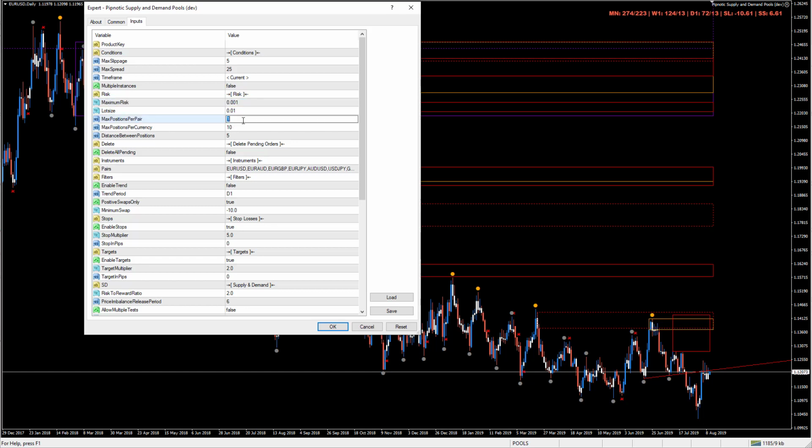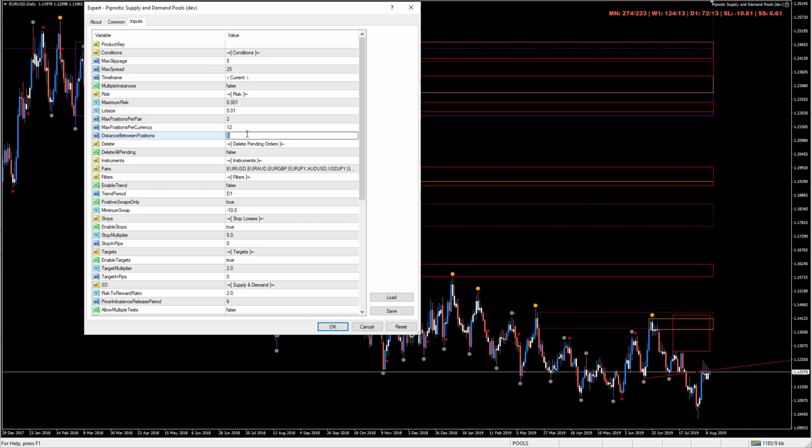Positions per pair, you can put this maybe to 3. Okay, and this is going to open 3 trades per currency pair. We'll put this to 2 actually. Keep it simple. And then we have multiple positions per currency. We can put this on, for example, 12. And I'm going to make the default for pools contain this information. So you just open pools, you press reset, and then all of these parameters will be set.